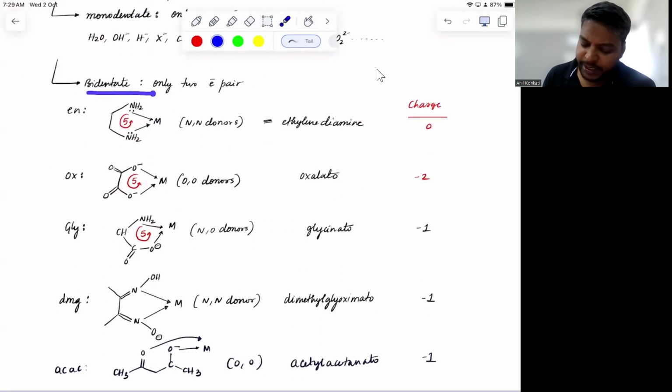Next, bidentate. Bidentate means they will have two donor sites. From two ends, they will donate. So in this case, ethylenediamine donates from two nitrogen ends. The charge on that is 0. Ox, which we call oxalato, will donate from two ends of oxygen. The charge is -2. As it donates, it is able to make a 5-membered ring formation here. So this is also called chelation. And chelation always brings extra stability to the complex.